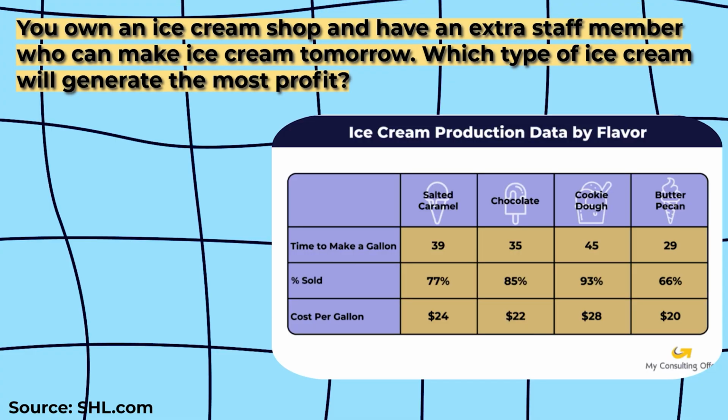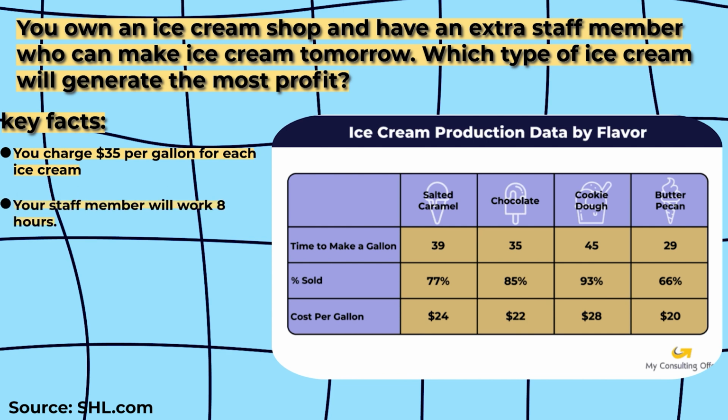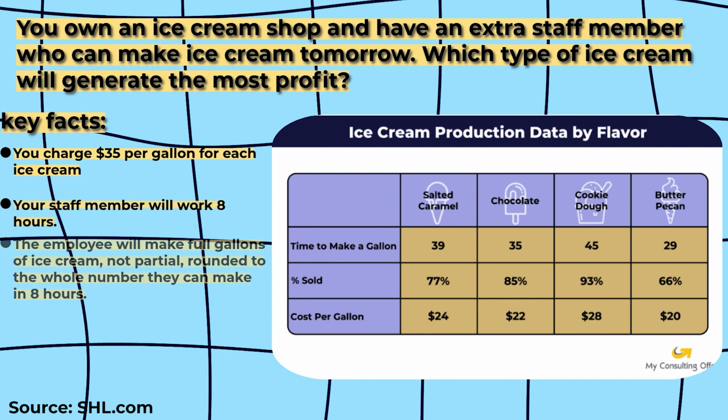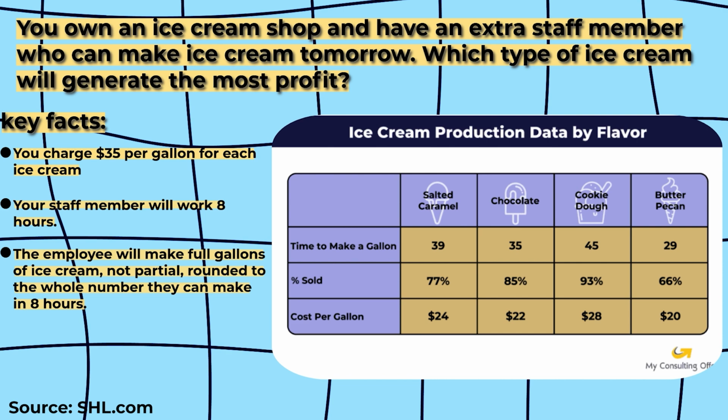Let's look at a sample question. You own an ice cream shop and have an extra staff member who can make ice cream tomorrow. Which type of ice cream will generate the most profit? The key facts are, you charge $35 per gallon for each ice cream. Your staff member will work 8 hours. The employee will make full gallons of ice cream, not partial, rounded to the whole number they can make in 8 hours. What flavor should your employee make? Okay, pause this video again and come up with your answer.